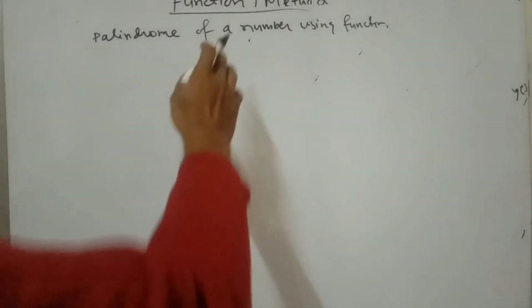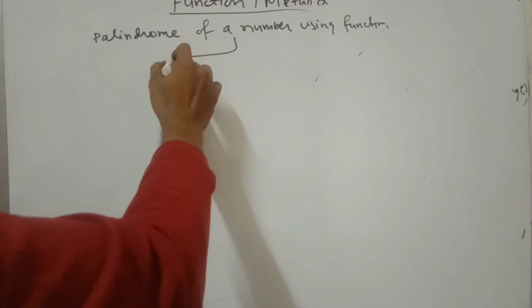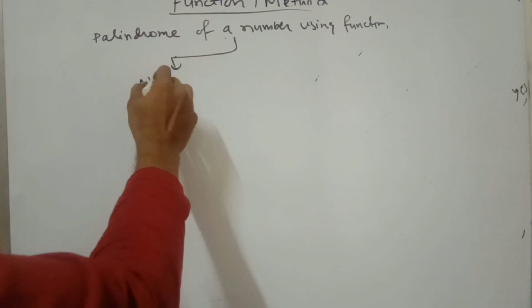Okay, so now in this program we will show the non-return type.